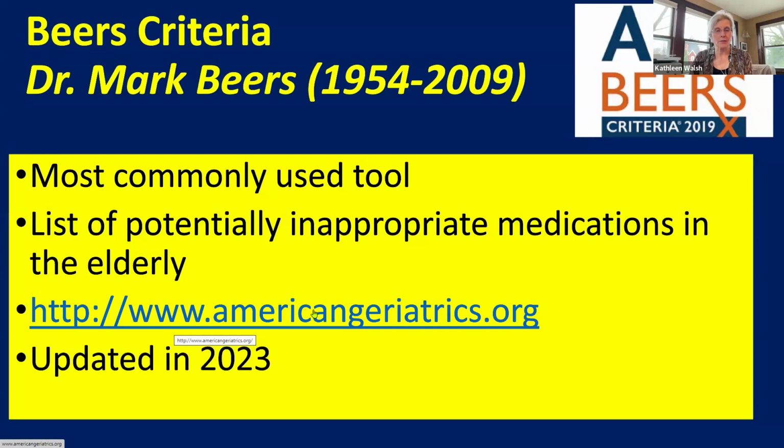So there are different information guidelines that you can look at. Mark Beers is a geriatrician, and he passed away from diabetes. It's not a secret or anything, he had pretty significant diabetes since he was a child. He passed away in 2019. He developed this commonly used tool looking at medications that can affect the elderly. And the AGS, the American Geriatrics Society, has picked up this tool, and they updated it again in 2023.